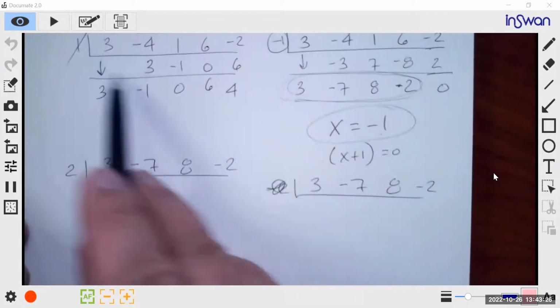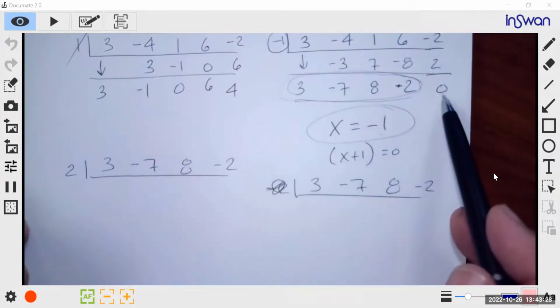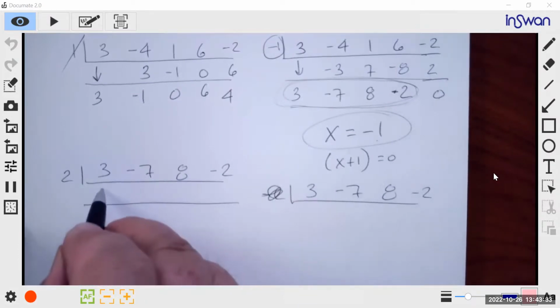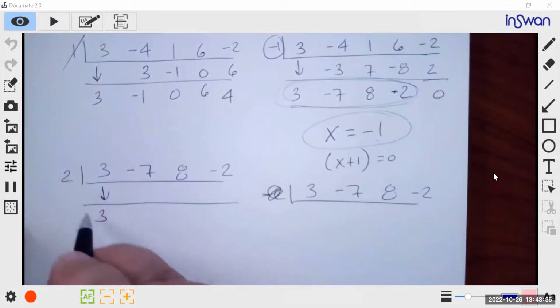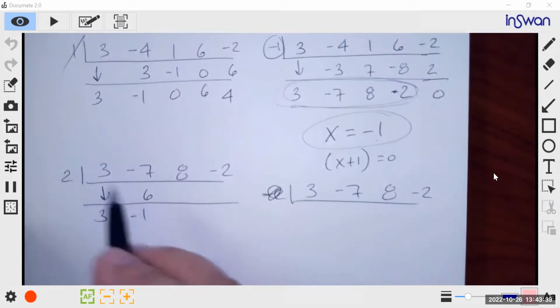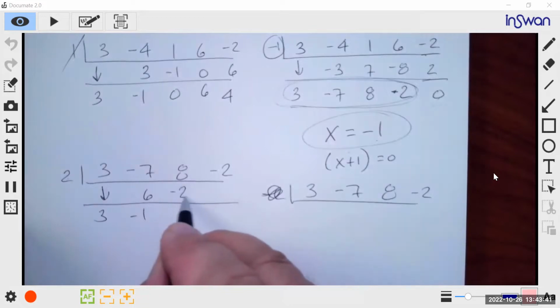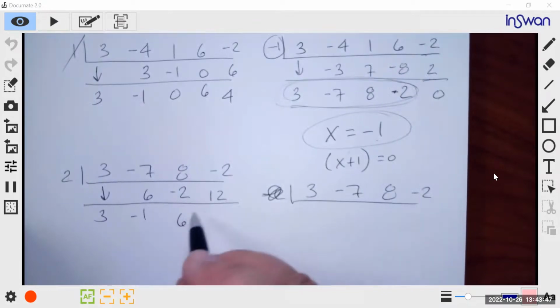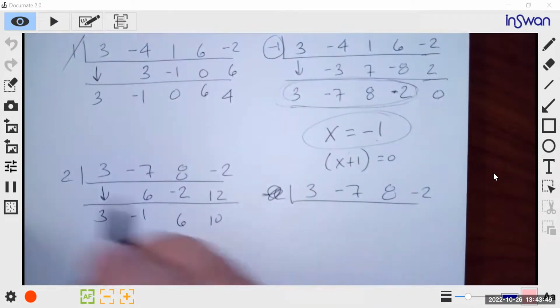So we did 1 and -1. We found that -1 works. Two times 3 is 6. 6 minus 7 is -1. 2 times -1 is -2. 8 minus 2 is 6. 6 times 2 is 12. Is 10. That's not going to work.